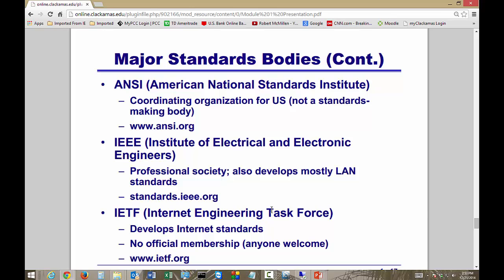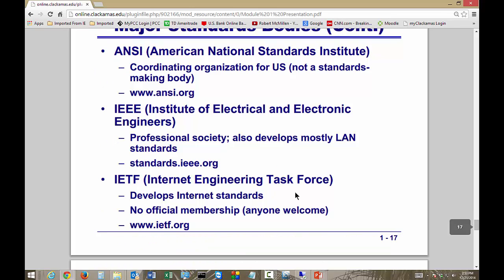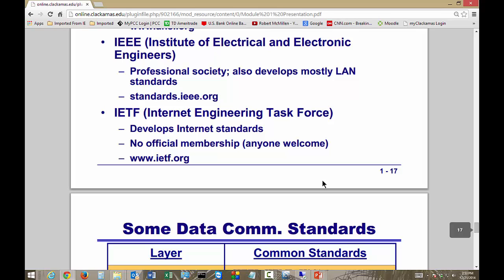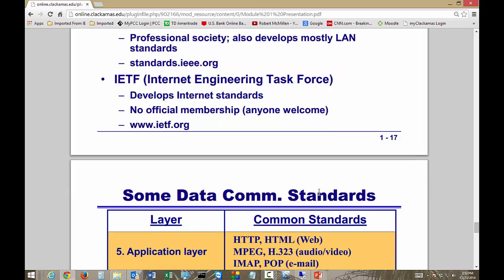The IETF, which develops internet standards. There's no official membership, so anybody can go join up and take a look at it. But they are out there as well, and they'll come up with internet standards, both now and in the future.